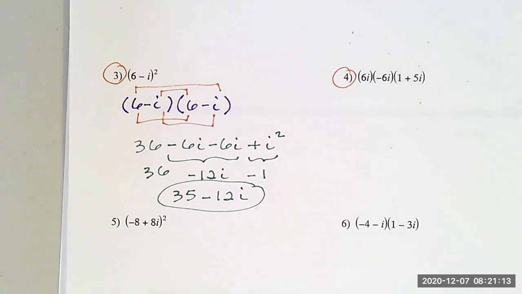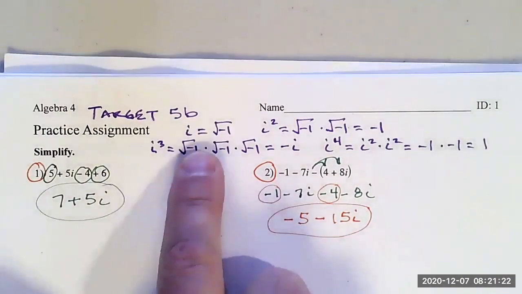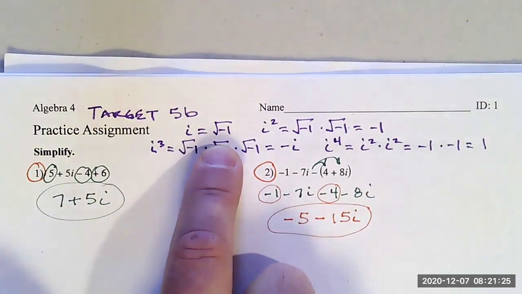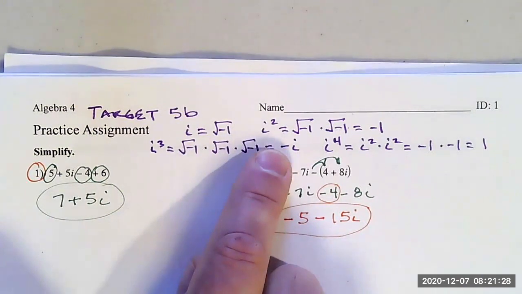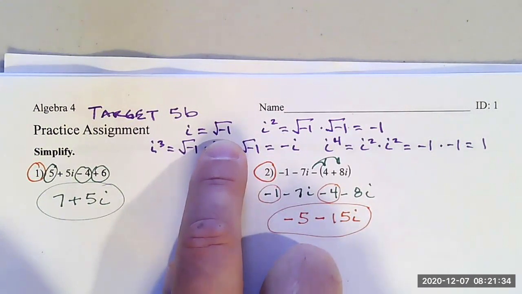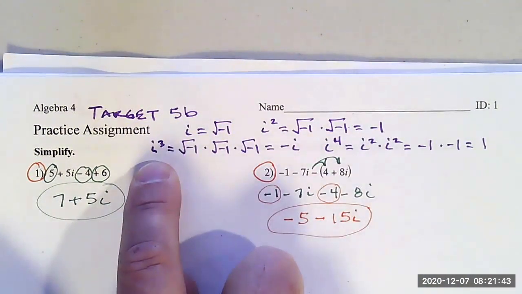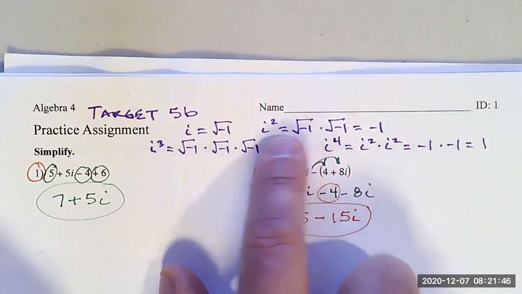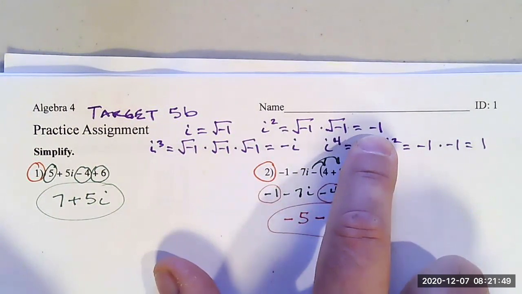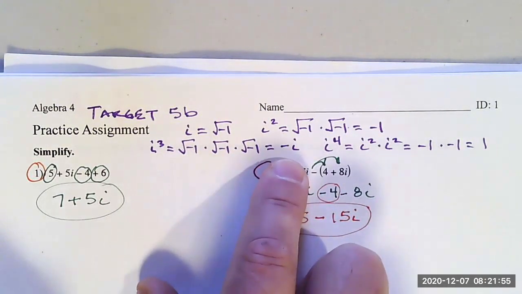Now, anytime you need to figure out the product of i's, you need to return to this rule. i is defined as the square root of -1. i squared is the square of those two values, so it's the same as the square of the radical -1, which undoes the radical and just leaves you with -1. i to the third power is i squared, which is -1, times one more radical -1, which gives you -i.